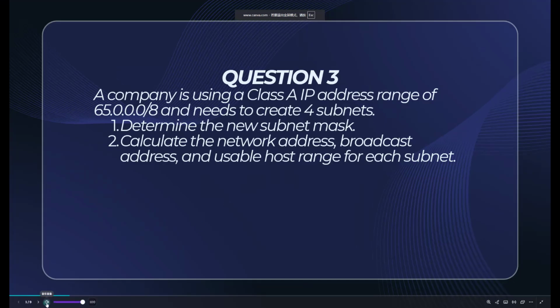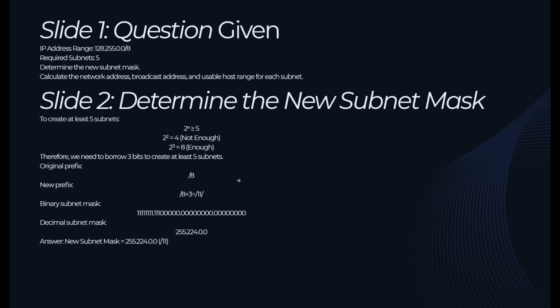Today, I will present the solution to the subnetting question. The given IP address range is 128.255.0.0/8, and the company needs to create 5 subnets. Our task is to determine the new subnet mask and calculate the network address, broadcast address, and usable host range for each subnet. First, we need to determine how many bits should be borrowed from the host portion.